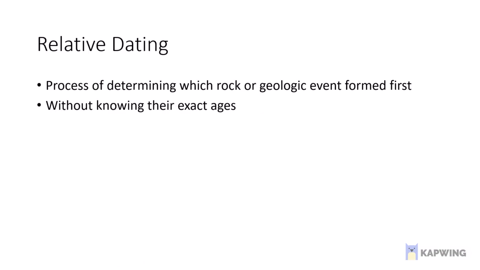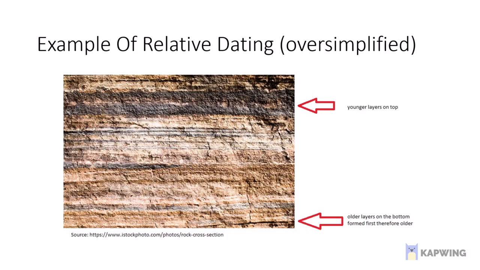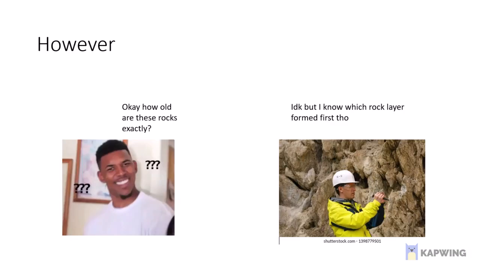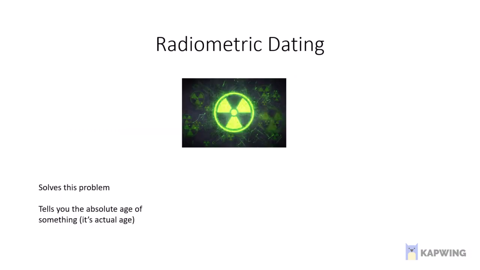So what's relative dating? It's the process of determining which rock or geologic event formed first without knowing their exact ages. It's pretty much about analyzing the structures. So here's an example. By analyzing the structure, we can tell which layer formed first, which layer is younger, which layer is older. But there's one major problem. It doesn't tell us when these layers formed or how long they lasted. And radiometric dating solves this problem. It tells you the absolute age of something, its actual age, in other words.